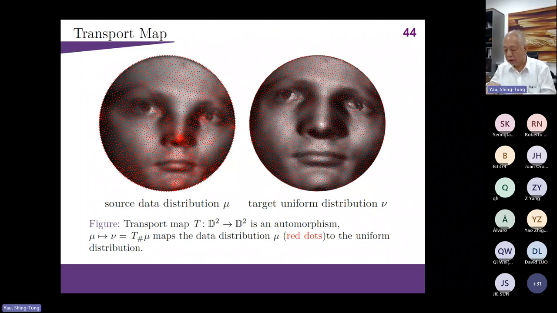Now, let's visualize the concept of the transport map. On the planar disk, we use red dots to show the distribution. The left frame demonstrates the source distribution. The dots are denser in the central part and sparser in the forehead region. After a transformation from the disk to itself, the target distribution on the right becomes uniform. The automorphism introduced local area distortion, namely the Jacobian. Since the whole process is mass preserving, the density is changed accordingly. So you can see what I said by looking at this picture, how the red dots are distributed.